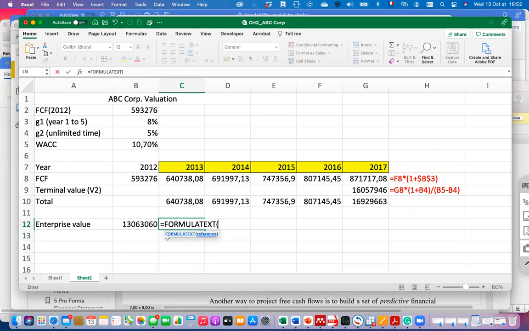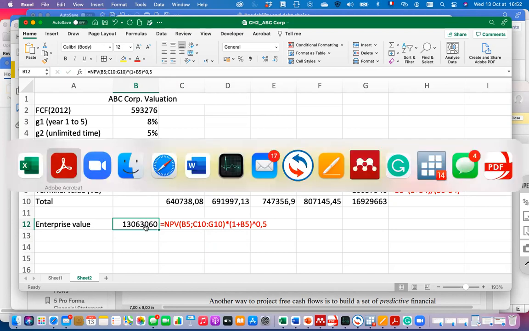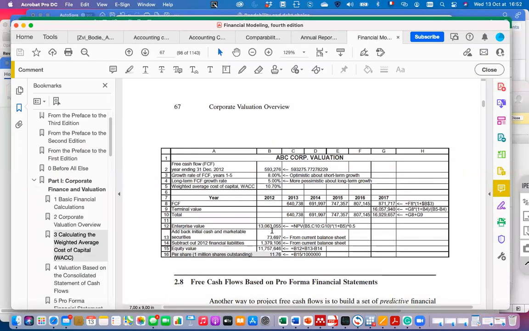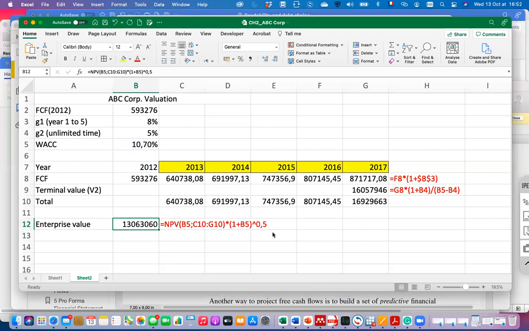The result is greater than the previous one because it's taking the cash flow in the middle year. See, so this is the fair enterprise value, $30,063,060, using the fundamental analysis. Now, how to use this enterprise value to find the fair value of the stock?